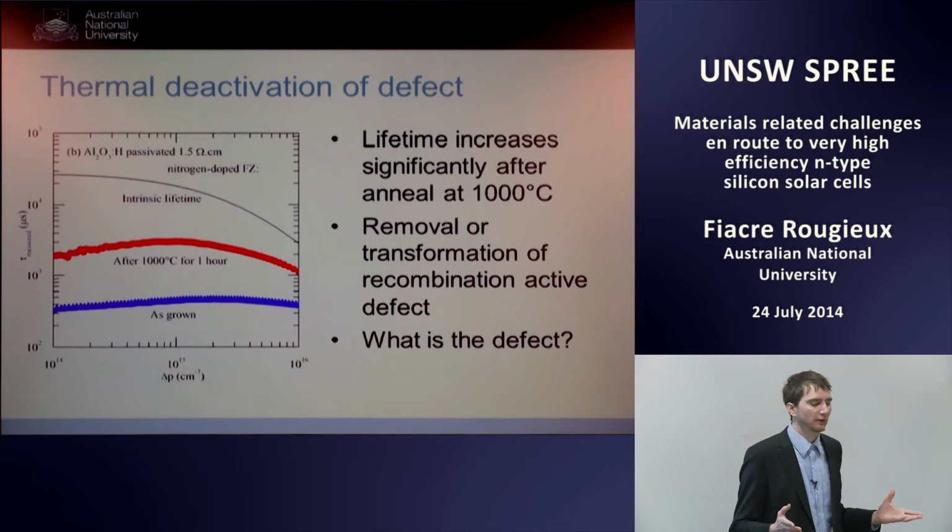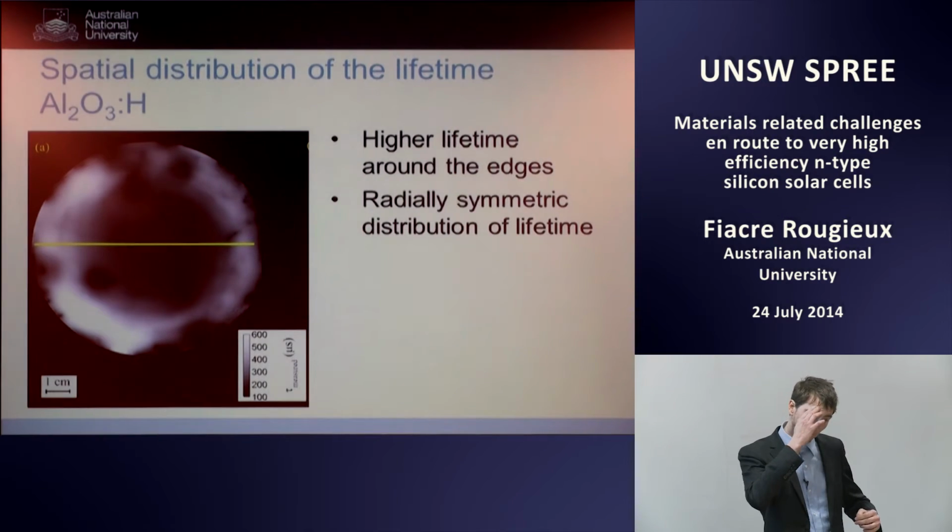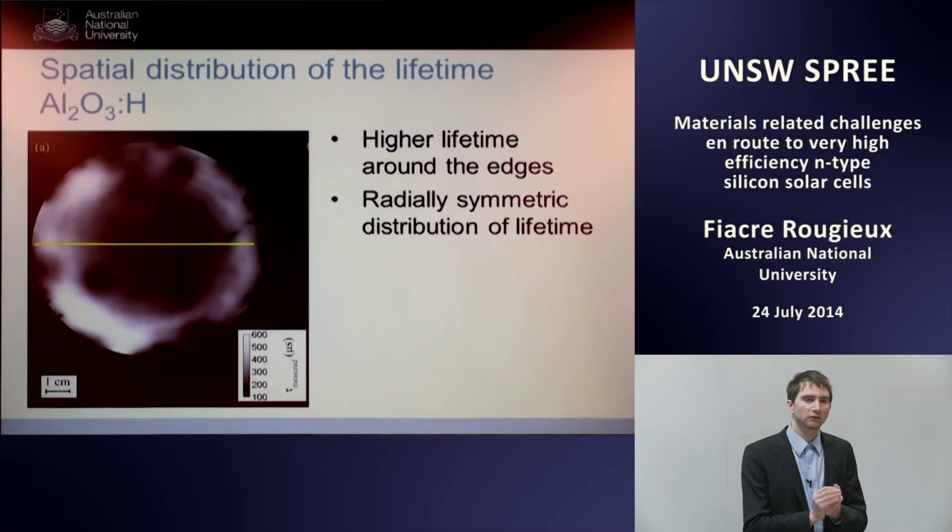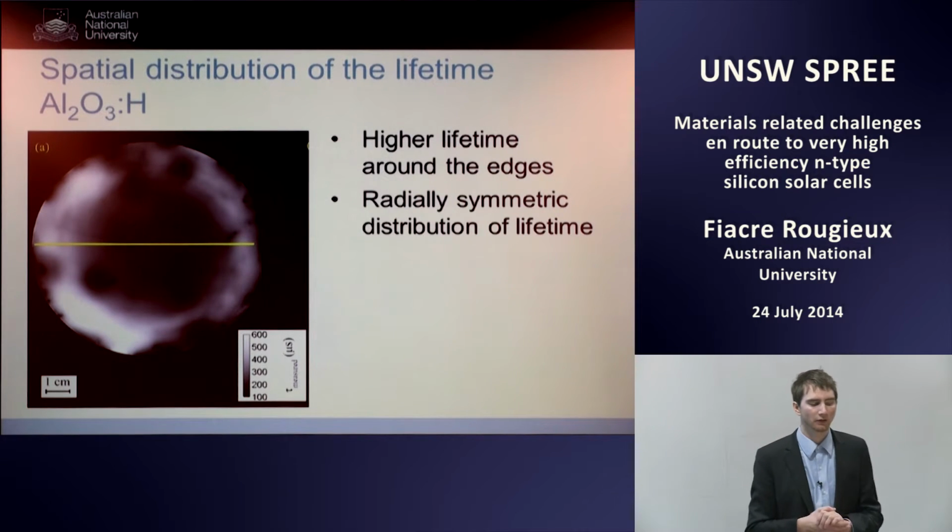The question is, what is this defect? And as we've seen before, we can't really use DLTS or those techniques to identify the defect. So the next obvious step is to put it under the PL imaging tool. This shows the spatial distribution of the lifetime with aluminum oxide passivation. You have the scale here around 600 microseconds. This is a 4-inch wafer. And what we see is that the lifetime around the edges is significantly higher than the lifetime in the center. So we have this radially symmetric distribution of the lifetime that's higher around the edges.